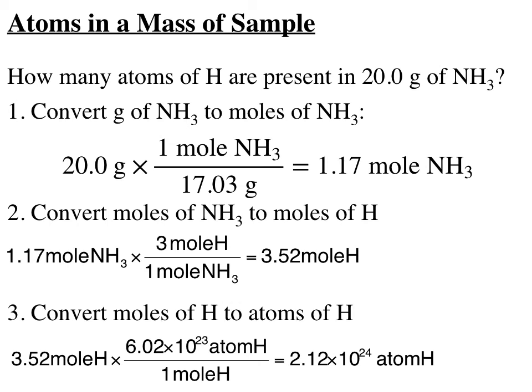Now that I know the moles of hydrogen, I can convert those into atoms of hydrogen by multiplying by Avogadro's number. How did I know to multiply by Avogadro's number? I'm trying to eliminate the mole of H unit and end up in an atom of H unit, so Avogadro's number is lined up accordingly. So the moles are now gone, I end up in atoms, and I find 2.12 times 10 to the 24 atoms of H.